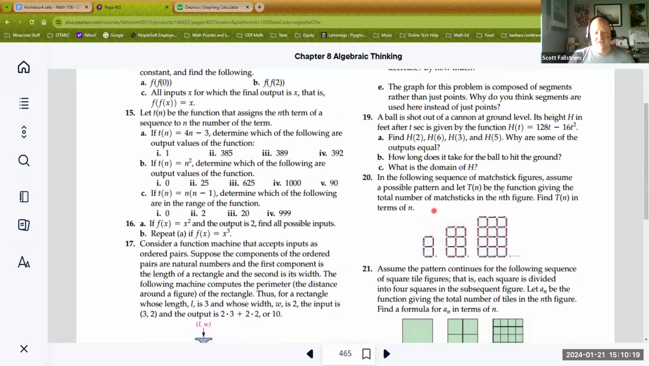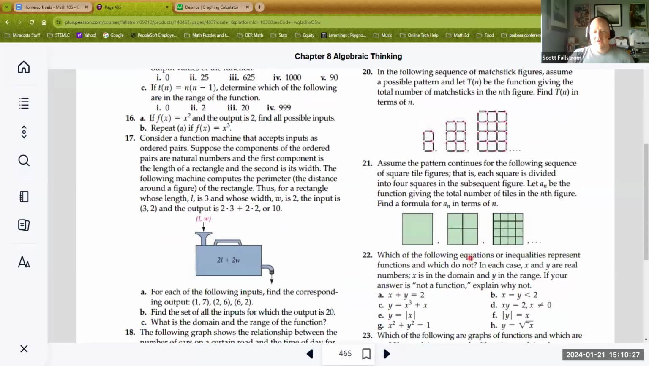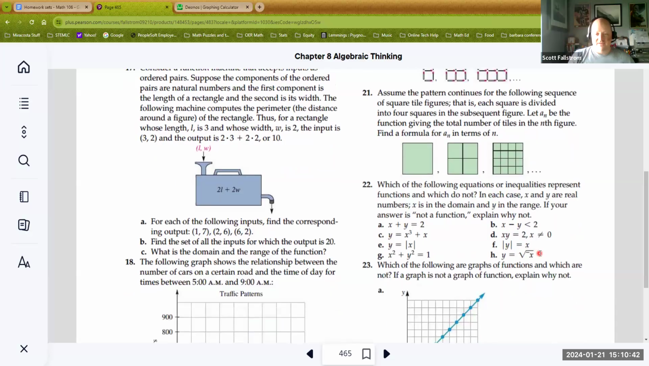So 20 to 21, these are toothpick or matchstick sequences. Okay, total number of matchsticks, how many total? And the next one is how many squares do I get? So if I start with 1 square and I cut it, I get 4 squares. Then the next one, I cut each of those. How many total squares do I have? And your goal is to find a pattern. And there definitely is a pattern here. Might even be a sequence.